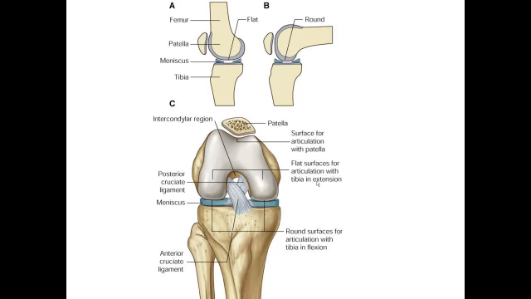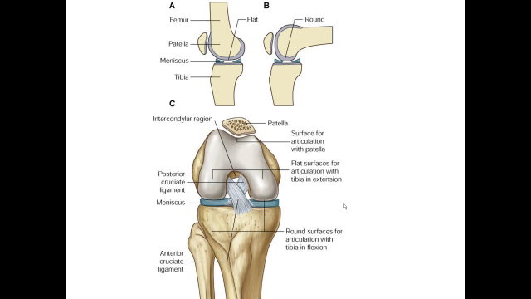We will begin with the tibiofemoral joint, and the bony elements. Of course, the distal end of the femur is the convex portion, so we have the medial and lateral femoral condyles, and they articulate with the proximal end of the tibia, which is concave.